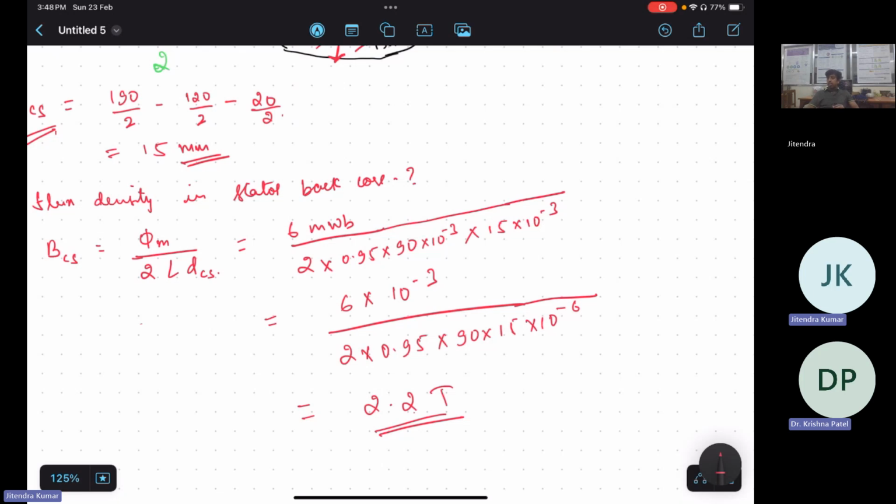So what kind of value is this? Can you comment anything on this value? Is it oversaturated, undersaturated, or a normal value?